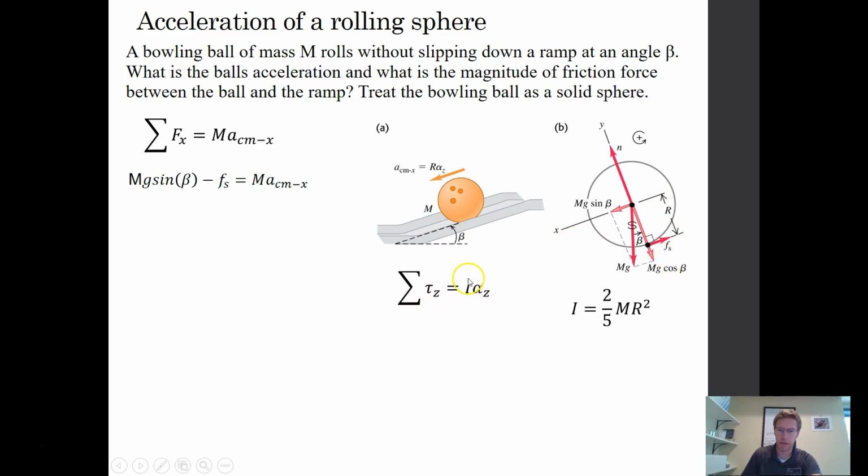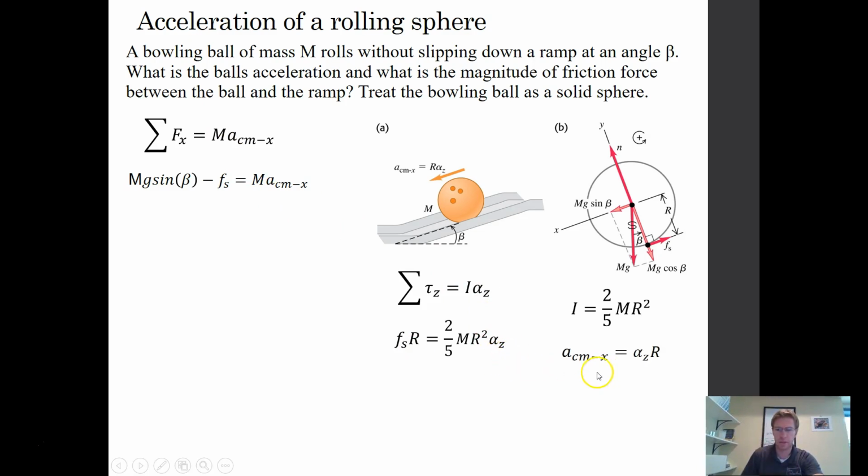And then looking also at my equation, what is I? Well, I have a solid sphere. So for a solid sphere, I is 2/5 mr squared. Okay, good. So the sum of my torques, the force of static friction times r, equals I times alpha. Cool, we're getting closer. Now I've got two equations, but three unknowns: friction, acceleration, and angular acceleration.